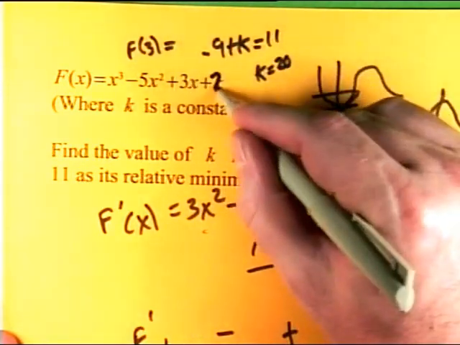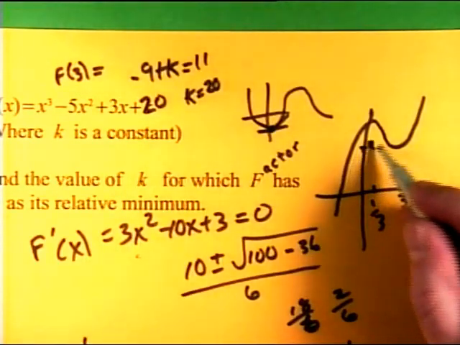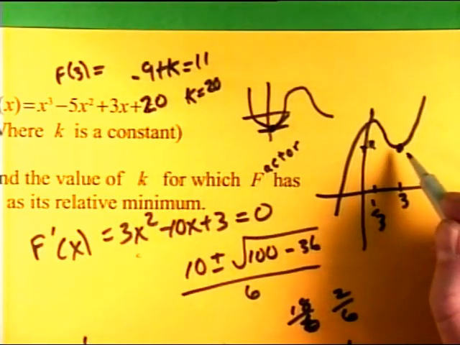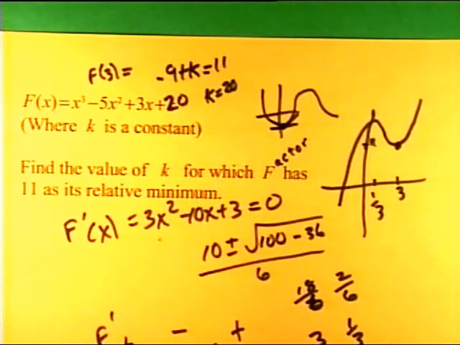So in other words, if k is 20, then this statement is true. If we want the y value at the minimum at x equals 3 to be 11, then k would have to be 20, right? You understand all that? Yeah. That's actually a pretty hard concept. So that's a good job there, Josh. It's good hearing from you.